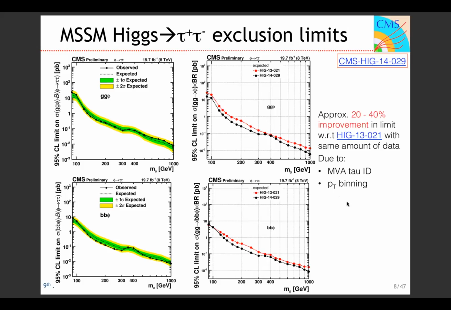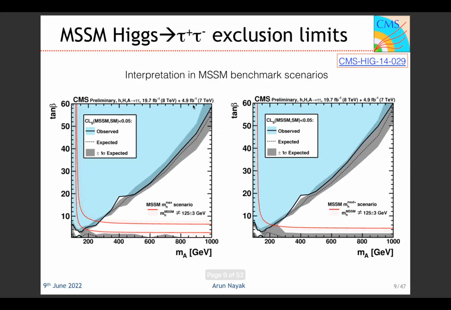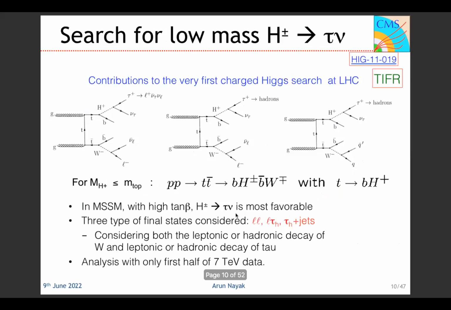Okay, and this was the interpretation. There are actually many interpretations, and I think I'm just showing two of them. The interpretation in an MSSM M_h^max scenario. At that time, of course, there were different scenarios defined, and this is the one in this case, and the light one is this M_h^mod+ scenario. Okay, of course, the results have been updated with round 2, and you can find them in my backup slides.